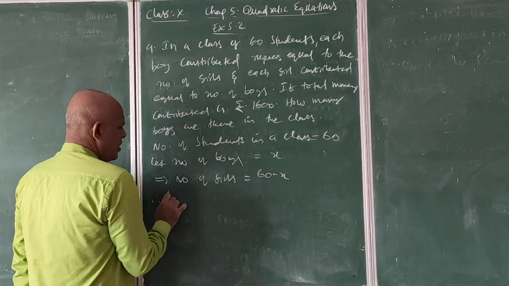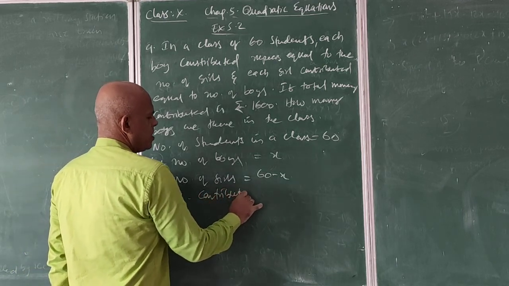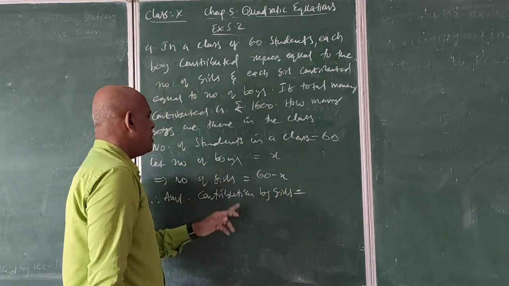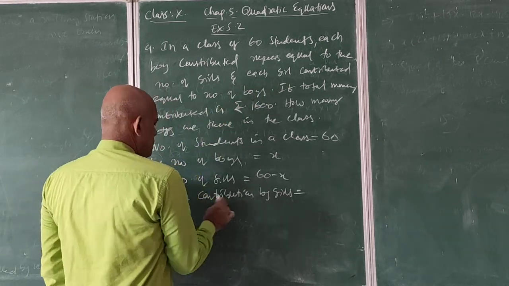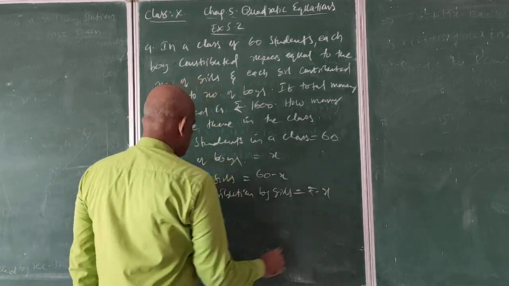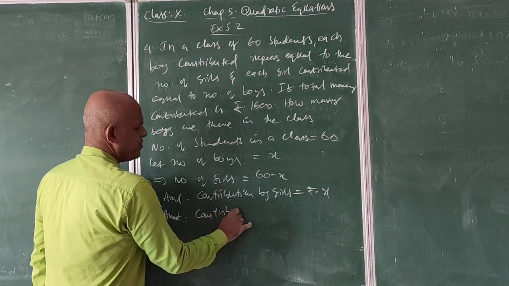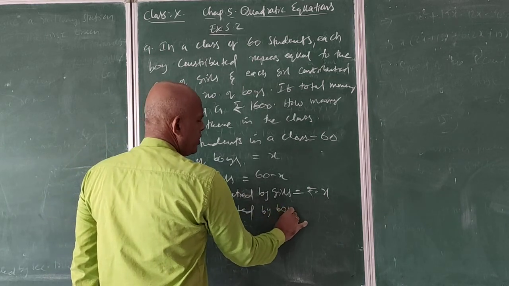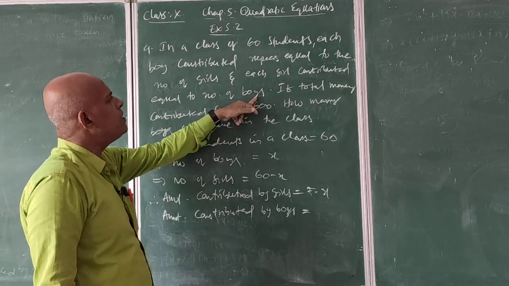So the amount contributed by girls is equal to the number of boys, which is rupees x. In the same way, the amount contributed by boys is equal to the number of girls here.